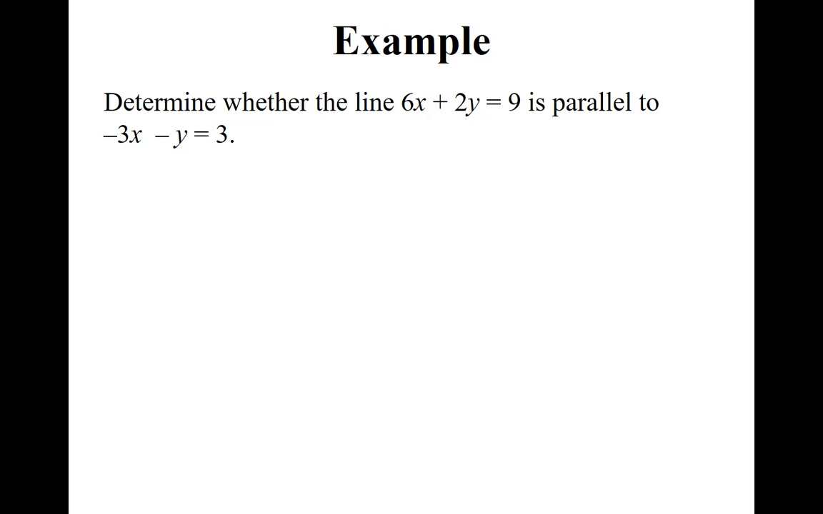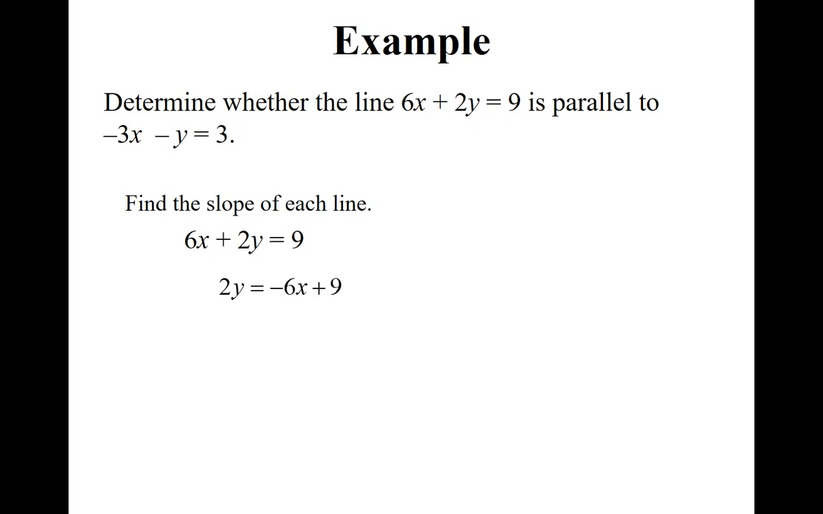Keeping that in mind, we should be able to determine whether the line 6x plus 2y equals 9 is parallel to -3x minus y equals 3. If they're parallel, they would have the same slope. So we need to find the slope of each line, starting with 6x plus 2y equals 9. How do we find slope from an equation? We start solving it for y.